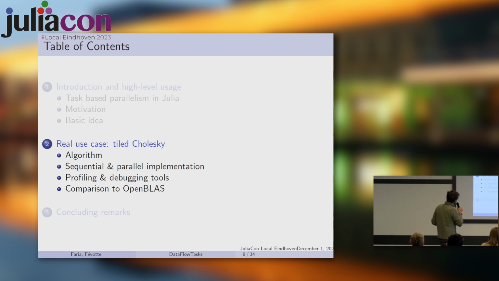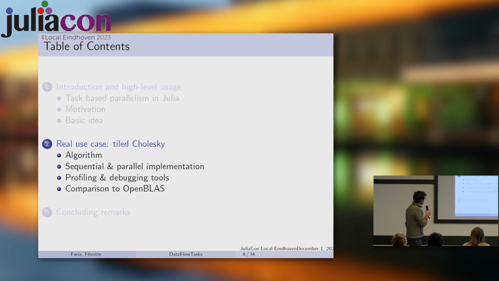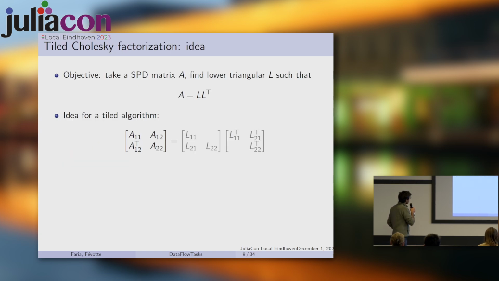For the second half, I just want to present a more complicated example. So far we've seen things where you could just add a dependency between these tasks by hand. Now I'll talk about the tiled Cholesky factorization algorithm, and I'll try to illustrate all of the tools that we have in place so that you can profile, debug, and also compare the performance of this example with, say, OpenBLAS. Essentially, a Cholesky factorization is where you take some matrix which is symmetric positive definite and decompose it into a lower triangular matrix and its transpose. So it's like the LU, but for SPD matrices.